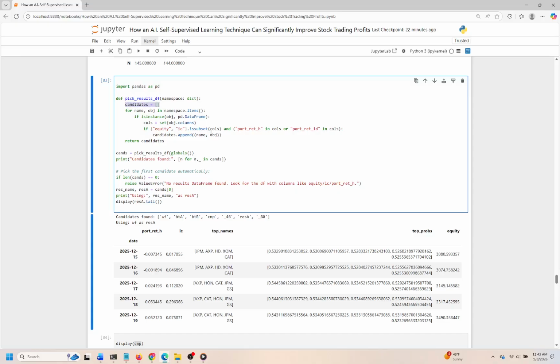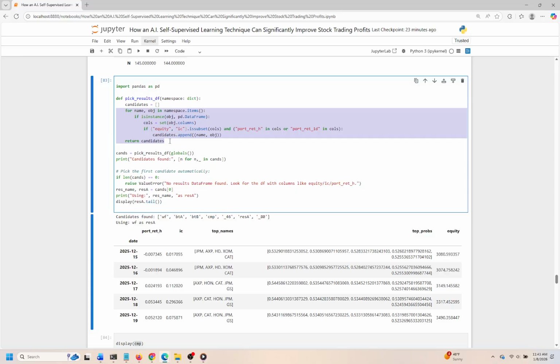The logic starts with initializing an empty list called candidates, which will store any data frames fitting our criteria. We then loop through all objects in the provided namespace, checking their types. If an object is a data frame, we gather its columns and assess whether it contains the necessary ones. By using the issubset method, we effectively ensure that the required columns are present without needing to manually verify each one, which minimizes the chance for error.